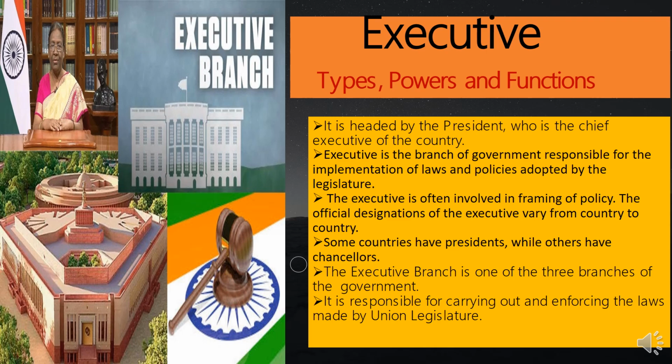The executive branch is one of the 3 branches of the government. It is responsible for carrying out and enforcing the laws made by the union legislature. So executive power implies certain authority to control administration and manage various activities within a nation. All executive power and action to tackle various political activities are formally taken in the name of the president or chancellor, etc.